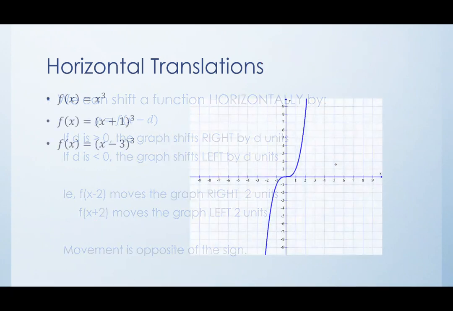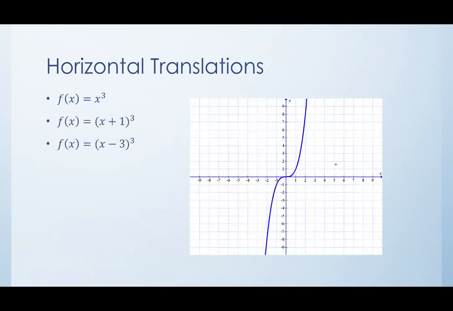Okay. So here we have an example. We've got f of x equals x cubed, and then we're going to make it f of x equals x plus 1 quantity cubed, and f of x equals x minus 3 quantity cubed. Do not multiply these things out. That's a huge mistake.